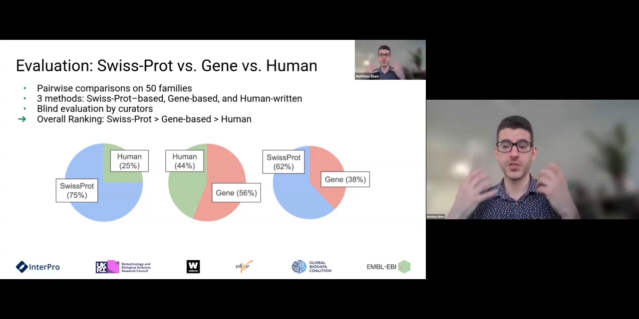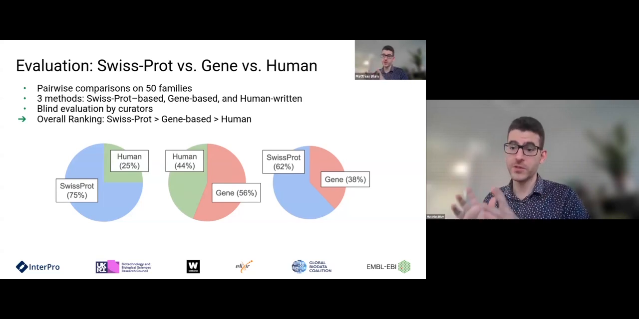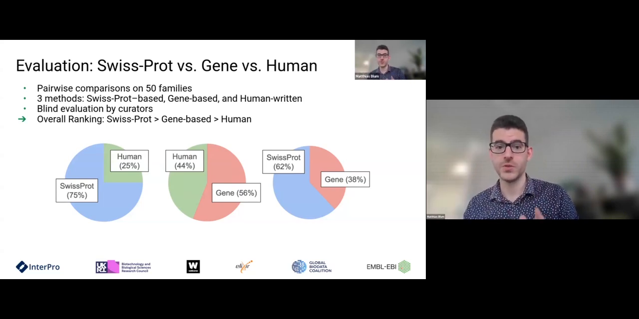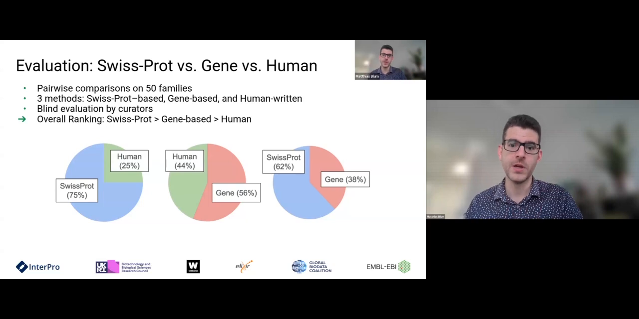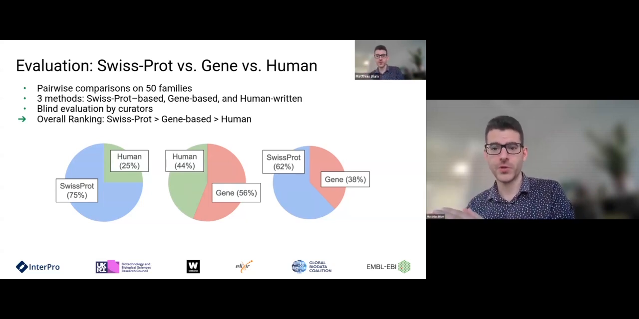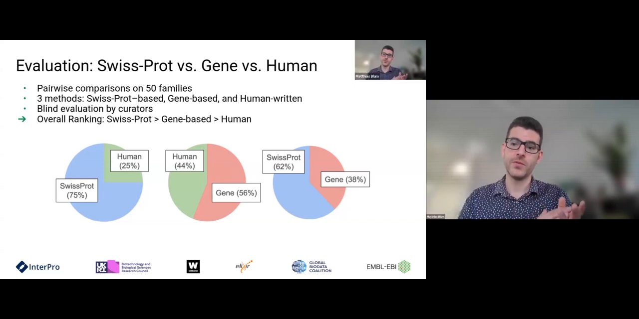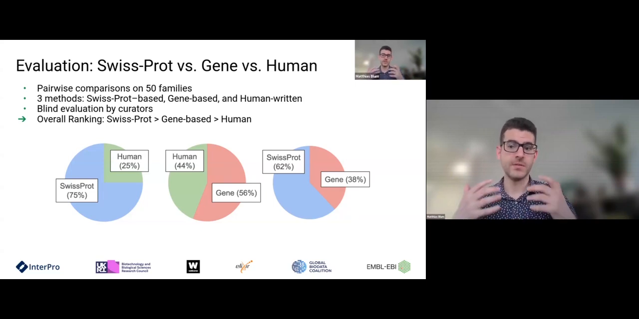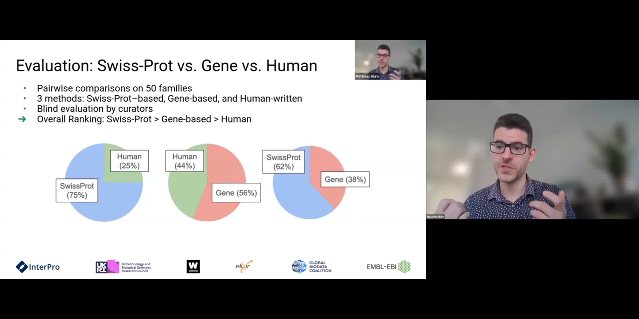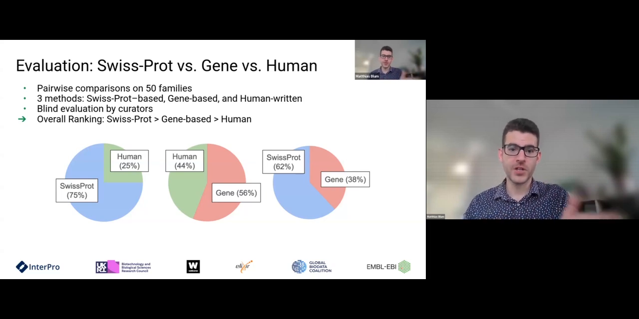So we show pairs of descriptions to curators and ask them to choose which one they preferred without telling them the method that was used to create the descriptions they were comparing. Since descriptions generated by expert curators or using the gene approach can include literature references, citations to the literature, we remove them for this evaluation, so curators will not know which method was used. And the pie charts on this slide show the results.